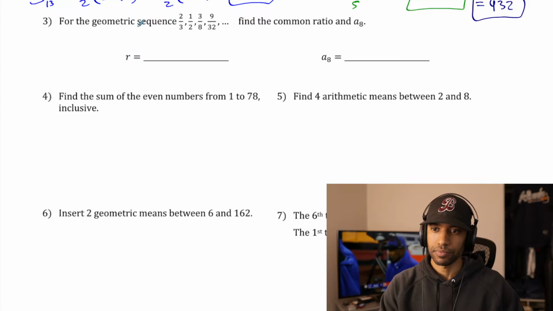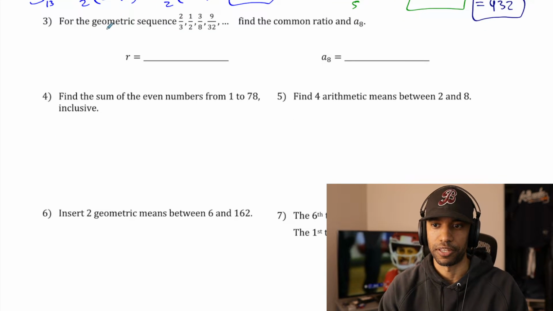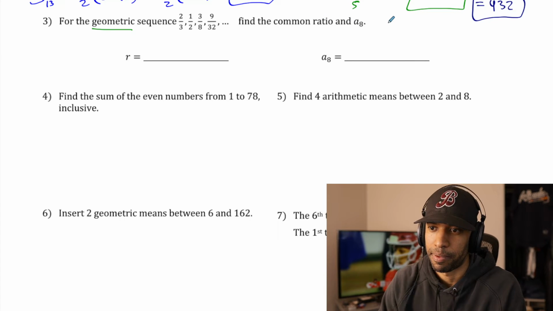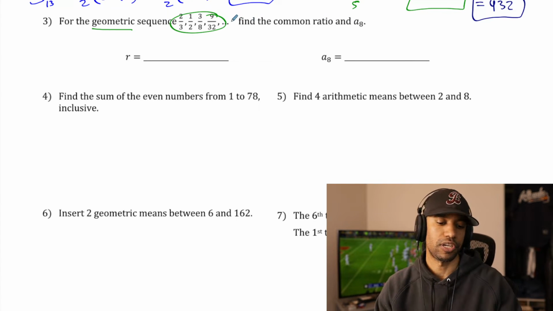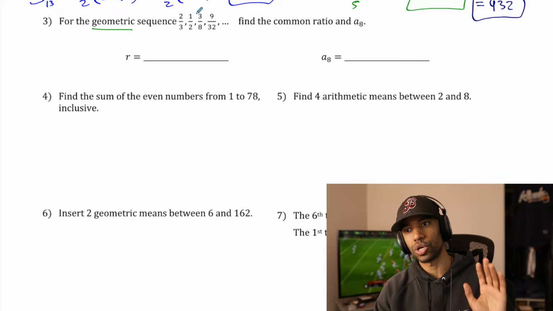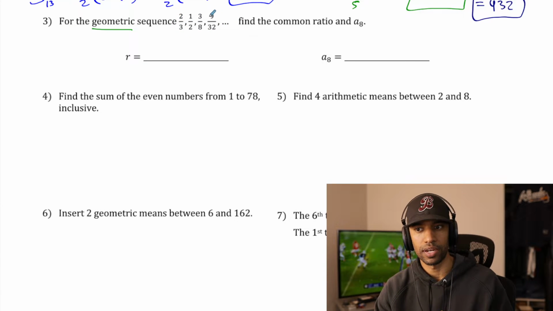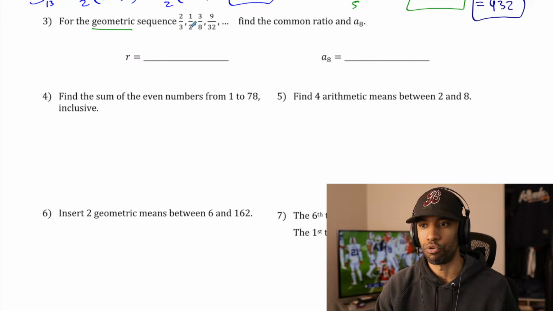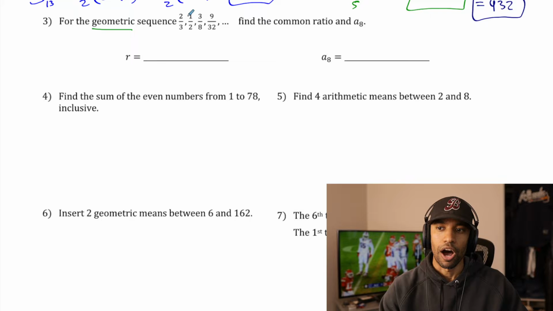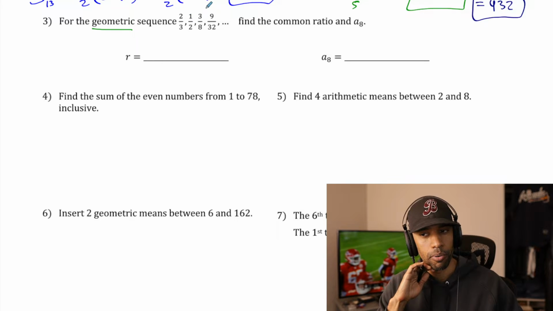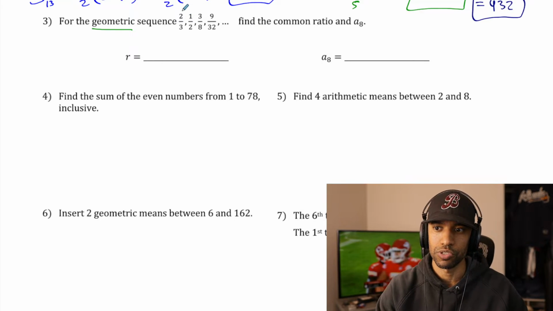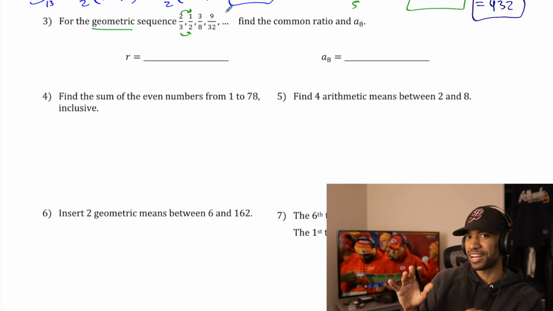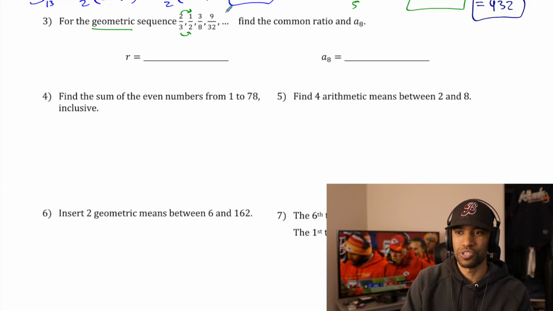Number 3. For the geometric sequence shown here, find the common ratio and a sub 8. All right, they're telling you it's a geometric sequence here. That means we don't need to test over and over to see what we're doing to go from one to the next. We just need to find in one instance what we're multiplying by to go from one to the next. So I'll be honest, if you were trying to come up with it point blank, figuring out 2 times what to give us 1 and 3 times what to give us 2, I mean, those are fractions that doesn't work out the way that you'd want it to compared to the others.